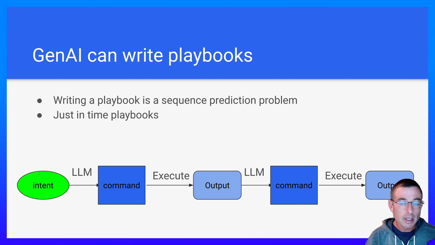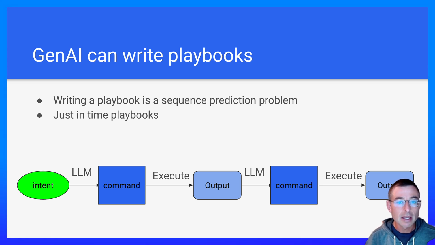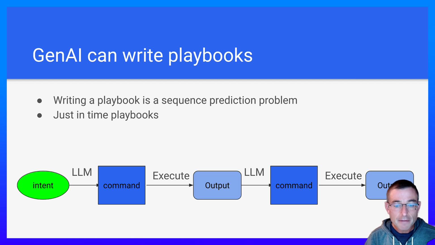And the insight really here is that achieving some intent, like debugging a problem, is really a sequence prediction problem. So if we have an intent, we can use an LLM to predict what is the command we should run to achieve that intent. We can then execute that command to get some output, and we can then have the LLM analyze that output and tell us what we should do next. And by iteratively repeating this process, we can generate a playbook that walks us through accomplishing the specific intent or problem that we're trying to solve.